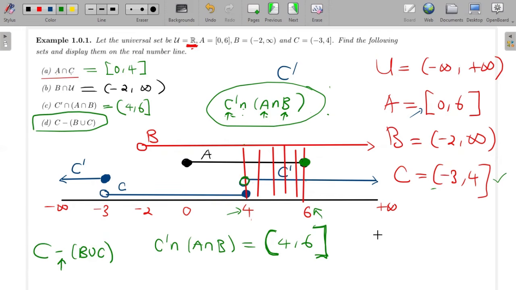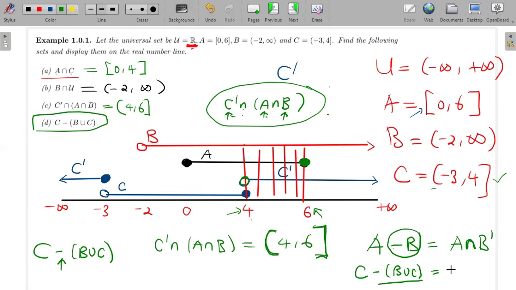Okay, so if I have A minus B in set C, it's the same as A intersecting B complement. So this minus B, this part here, is the same as intersecting and then B complement. So meaning there I have C minus B union C, right? So this part minus B union C is the same as C intersecting and then B union C complement.